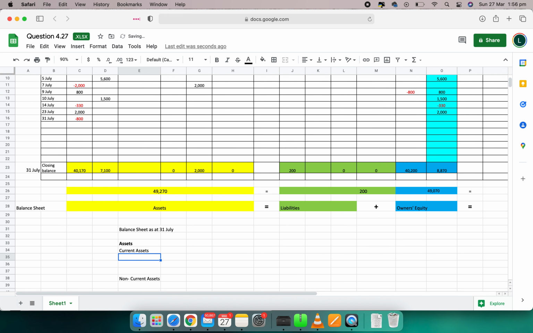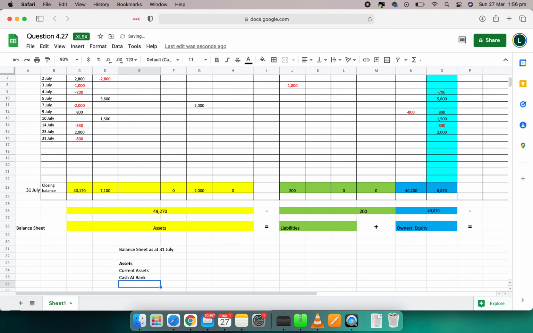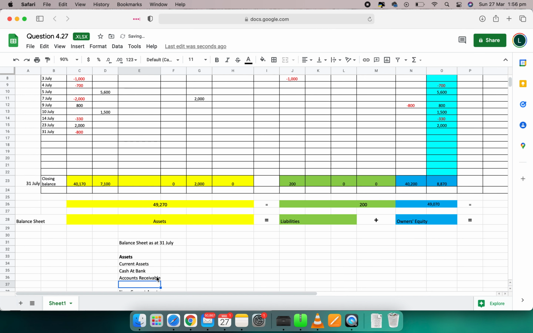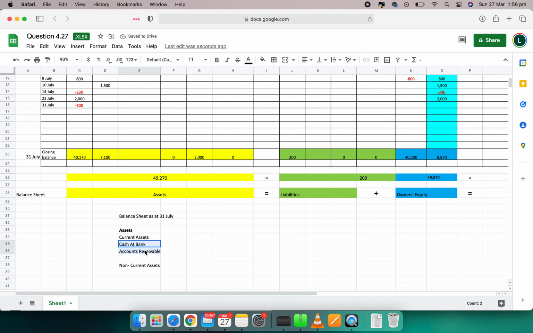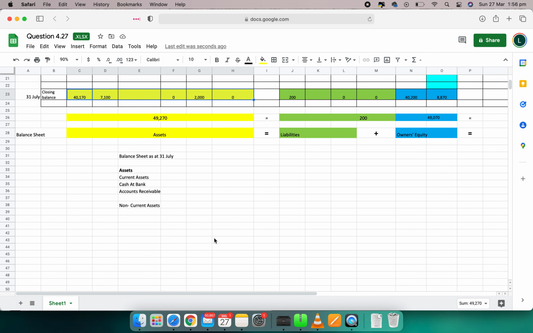Now I'm going to be a bit lazy, and instead of writing down all the details, I've got to list my two accounts. I've got to list my cash at bank, my accounts receivable. I'm just going to press equals, then enter that, and it's automatically brought down my title. And I'm going to be a bit lazy again there and do the same for accounts receivable. So what we're doing is we're basically flipping this and really taking out our closing balances and preparing a balance sheet. Okay, so I've done that.